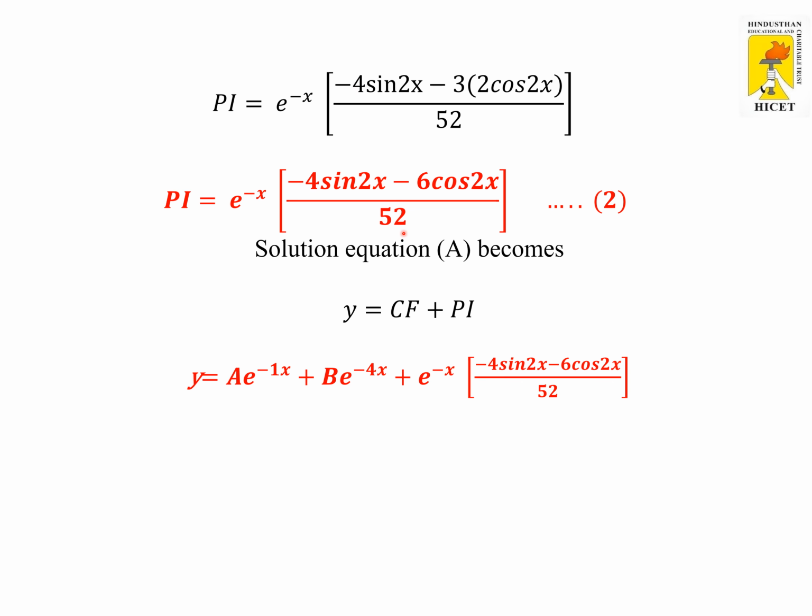Now substituting equation number 1 and equation number 2 in our solution, we get y equal to CF plus PI. That is y equal to a e power minus x plus b e power minus 4x plus e power minus x into (minus 4 sine 2x minus 6 cos 2x) divided by 52.